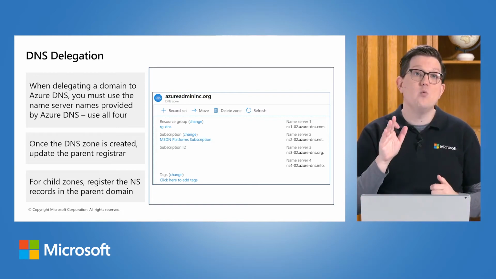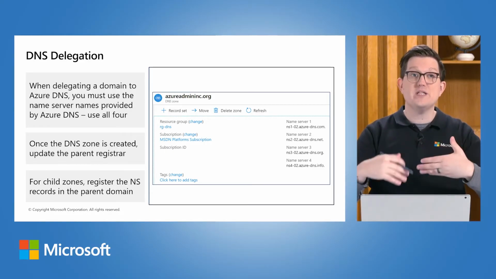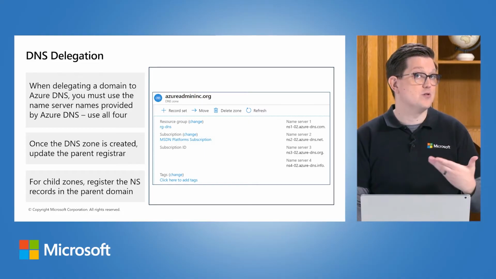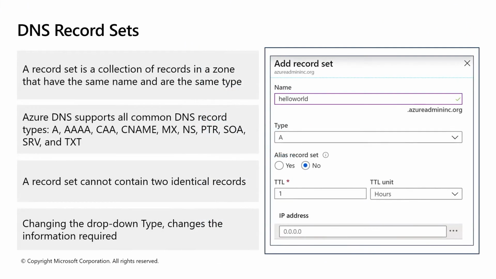Record sets are where we need to redirect that traffic. When I receive a request for www.contoso.com, what does that mean? Here in this example, we can see helloworld.azureadmininc.org is of the type A. Change that dropdown and you get access to all of the common DNS record types that you would expect in any normal enterprise environment. A name, C name, MX records for your mail server, .txt records. Whatever it is that you need to put in place, you can do that.